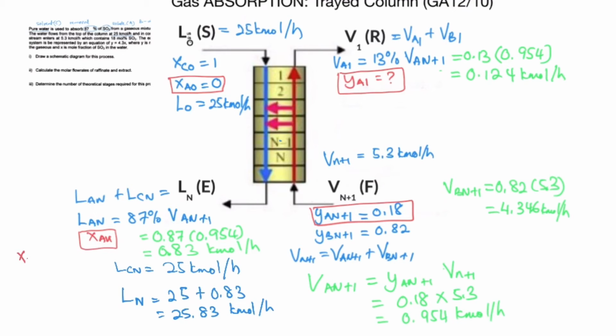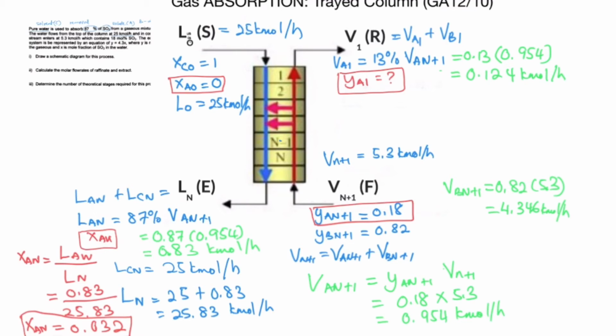But what is XAN? XAN is the mole fraction, therefore it is the flow rate of LAN divided by LN. LAN is given by 0.83 divided by the total flow rate, which is 25.83. So the mole fraction of solute at the extract is 0.032. We solve for XAN here.